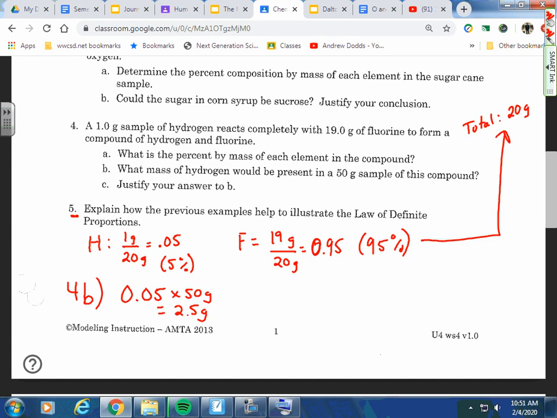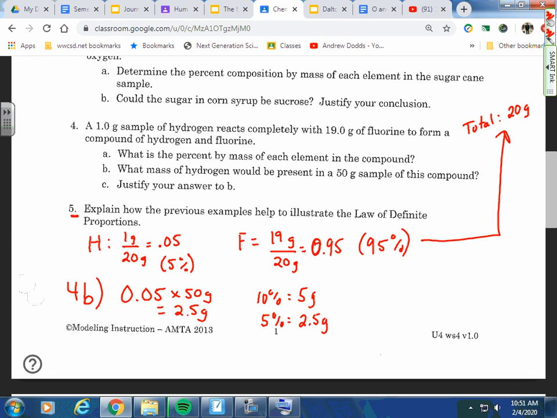Another way to think about that, like I told you guys yesterday: if you have 50 grams, you know that hydrogen's 5%. What's 10% of 50? 5. Just move that decimal 1 spot back. And then 5% should be half of 10, right? What's half of 5? 2.5.